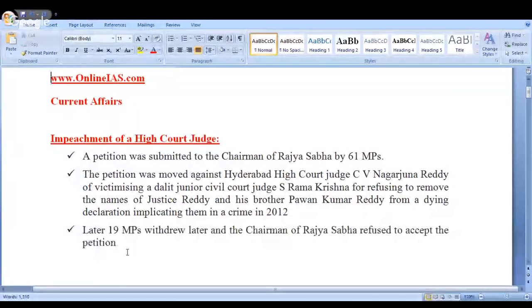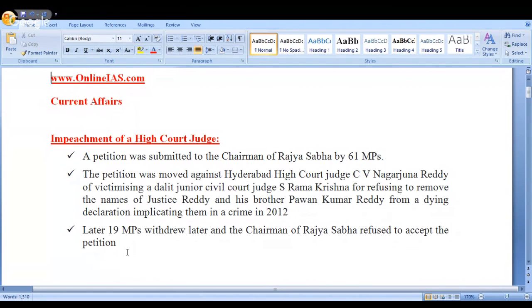Is that clear? I'll show you the name of the judge, what the allegations against him are, and why there was a move for removing him. Look at this. A petition was submitted to the chairman of the Rajya Sabha by 61 members of parliament. Kindly see here, MPs means I am exclusively talking about the Rajya Sabha members. The petition was moved against Hyderabad High Court Judge Justice C.V. Nagarjuna Reddy for victimizing a Dalit Junior Civil Court Judge S. Ramakrishna for refusing to remove the names of Justice Reddy and his brother Pavan Kumar Reddy from a dying declaration implicating them in a crime in the year 2012. Right? So that is a point.